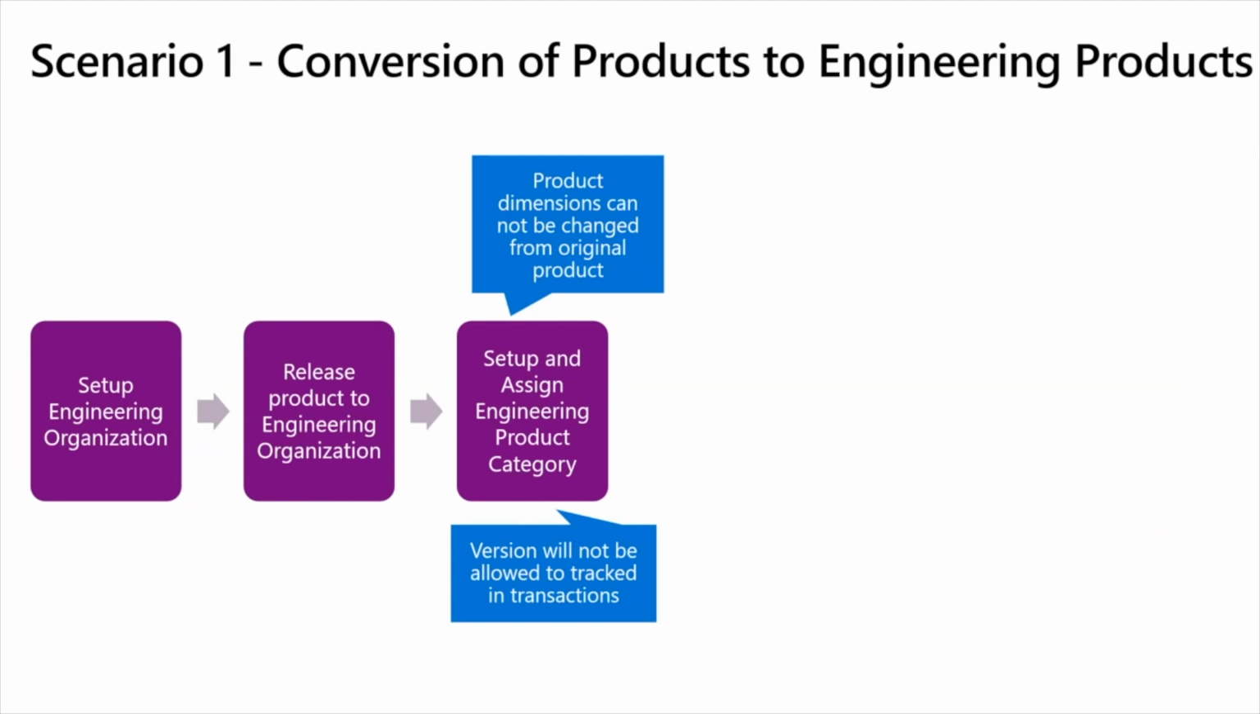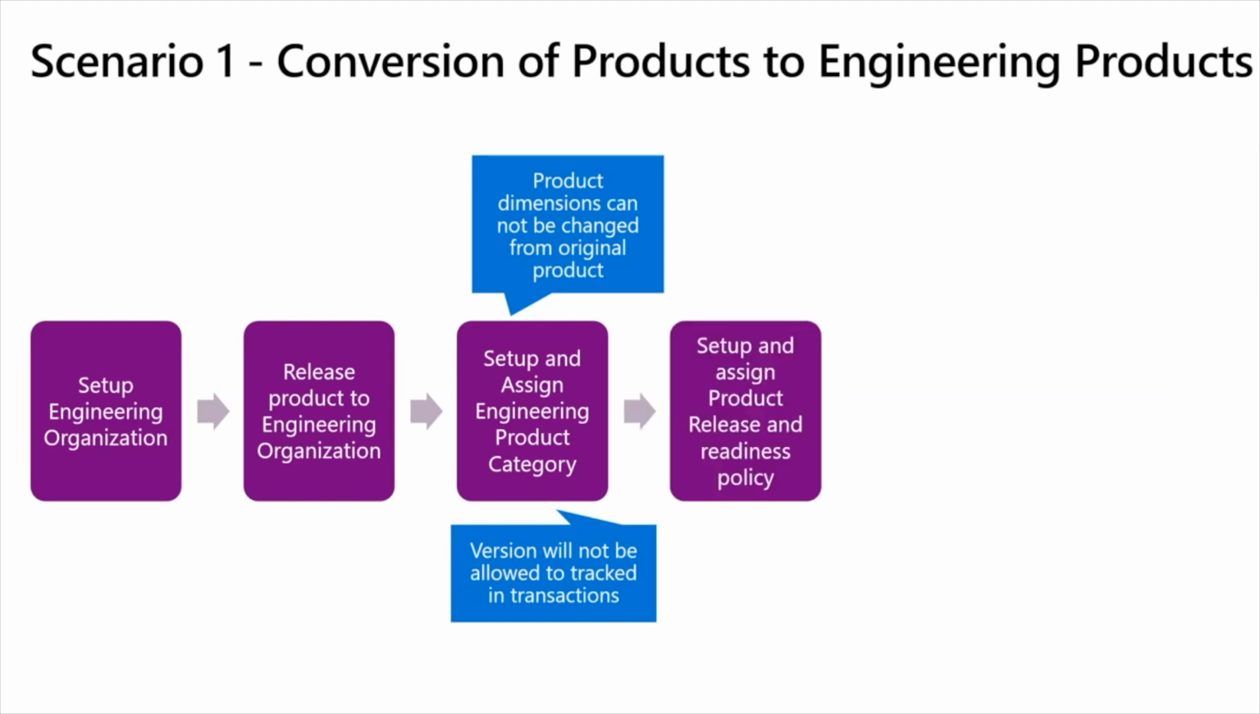For example, let's say product has currently two dimensions, color and style. So when you convert the product to the engineering product, you must use the same product dimension. You will not be able to add any other product dimension to that product. And since you have to use the same product dimension, you cannot use the version dimension as part of the new product dimension group. So due to this, you will also not be able to track the version dimension in the transactions. However, important thing to understand is you can still have different engineering version of the product, but you will not be able to track version as a variant.